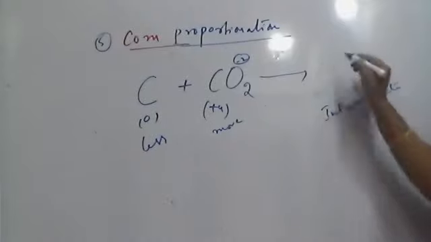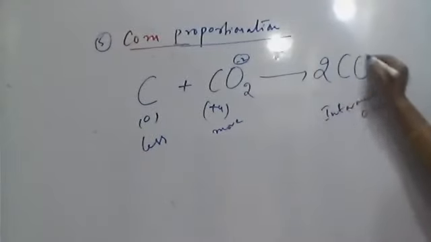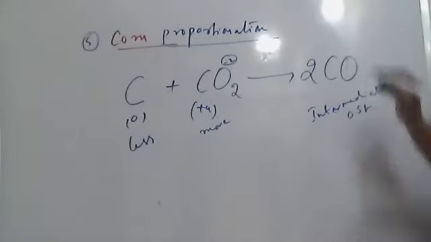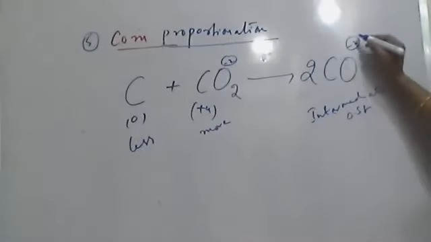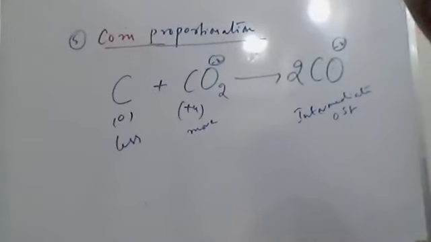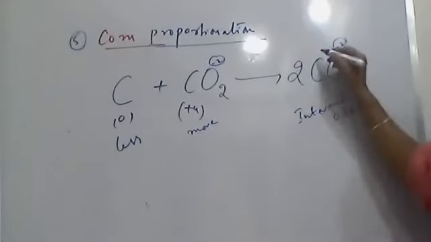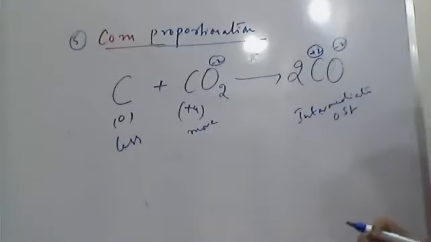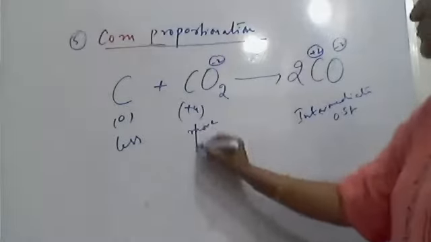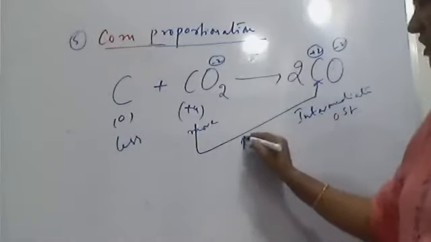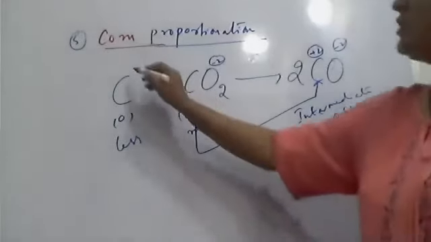So what do you get here? 2 moles of carbon monoxide, in which we know that oxygen is -2. And what about the carbon, beta? The carbon is in the +2 state. Could you get this? +4 carbon to +2: charge decreases, reduction. Then 0.